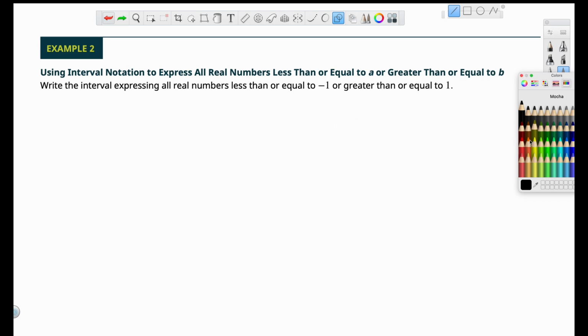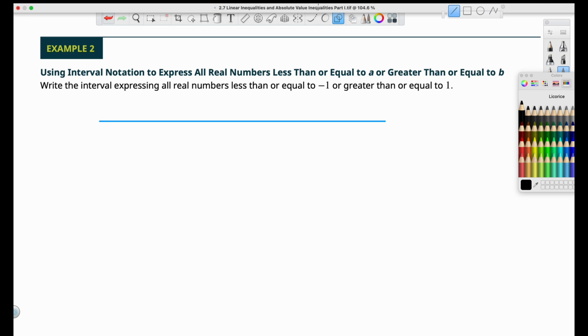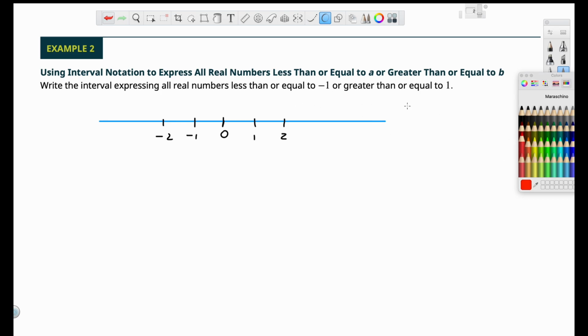You know what, maybe it's easier if I make this a lighter blue, and then we'll go 0, -1, -2, 1, 2. So what are we doing? We're saying x is less than or equal to -1. So it could be equal to, so I'm going to do a closed circle here. And I'm going less than, so it's this way.